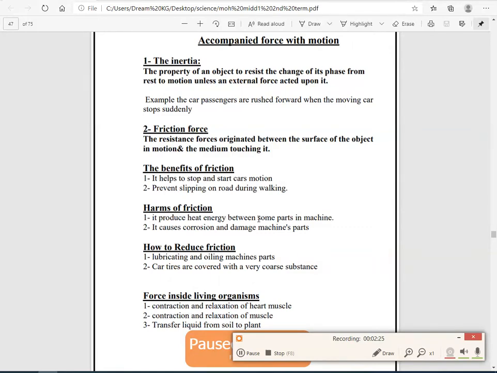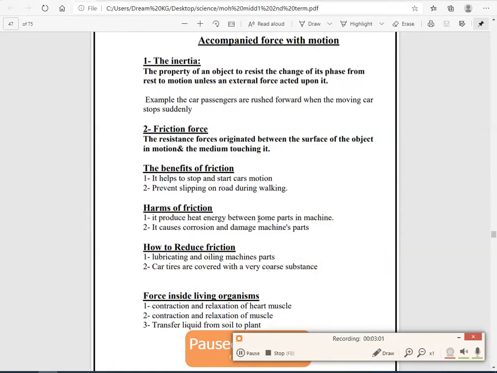Now let's talk about the harms of friction. Any machine has an engine or motor. It consists of internal moving parts. So when this machine is operated for a long time, these internal parts are moving for a long time, so the heat energy will increase due to the friction. So the internal moving parts will be damaged and corroded. We have ways to reduce the friction force, which is to lubricate and oil the machine parts.